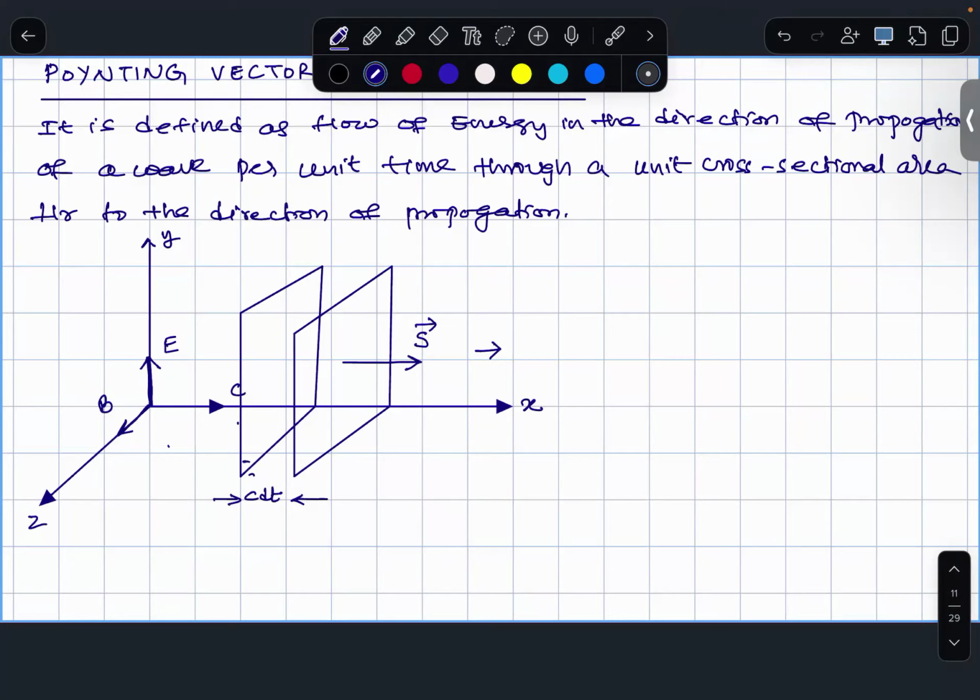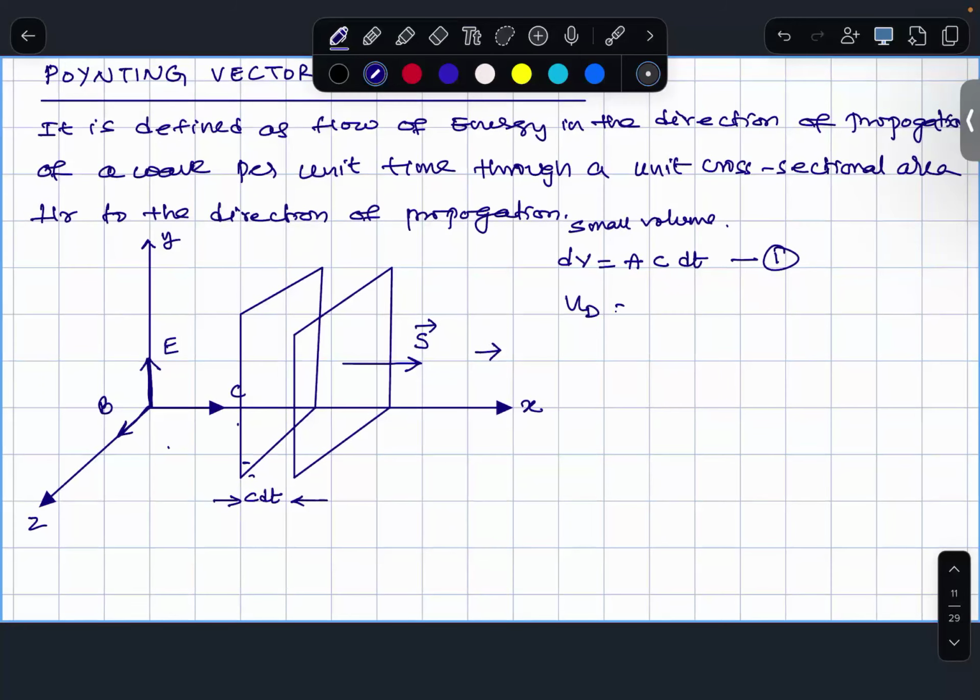Now, the question is, in that very small volume, what is this volume? Can you please help me in writing this? Small volume is A into C into dt, equation 1. Any doubts?